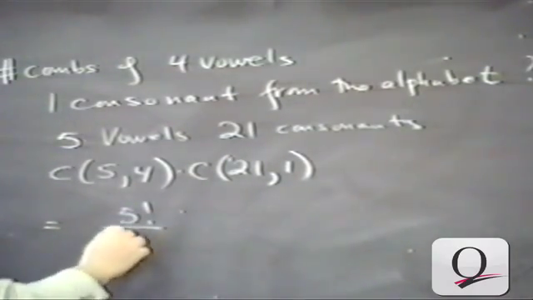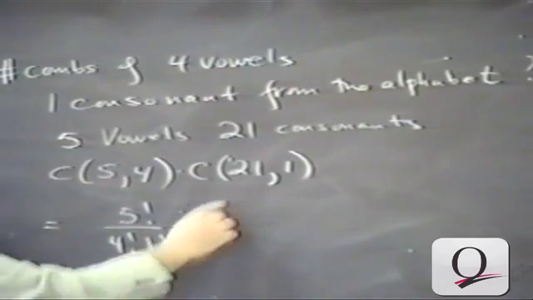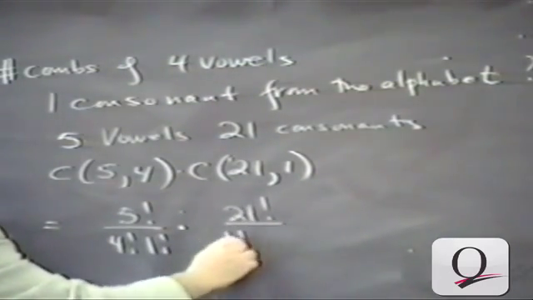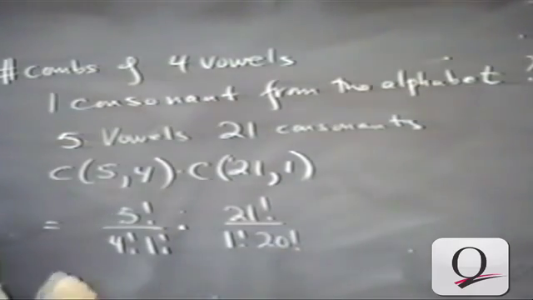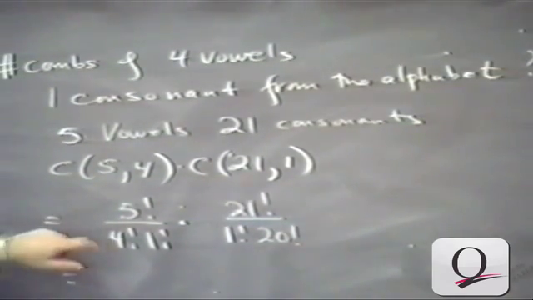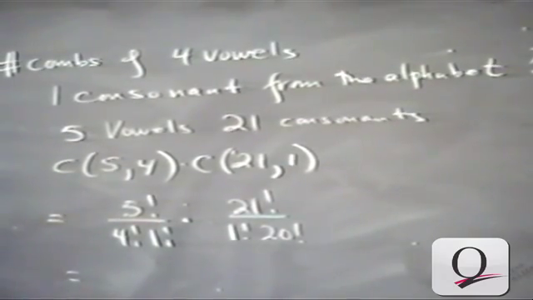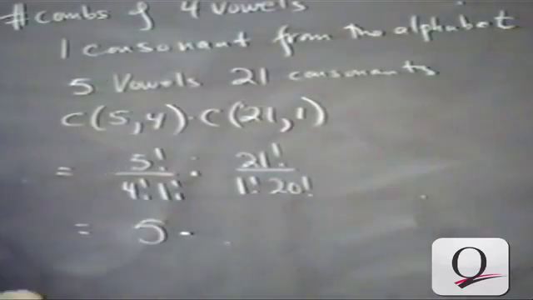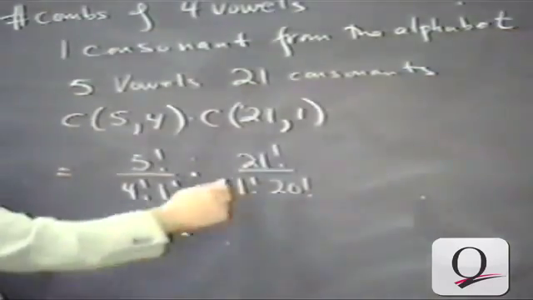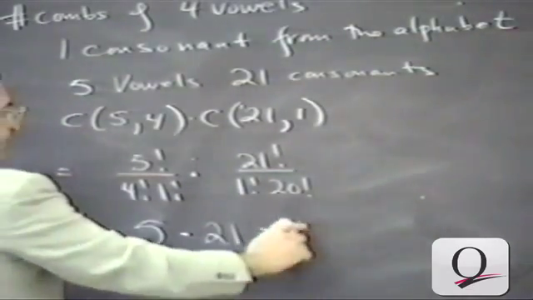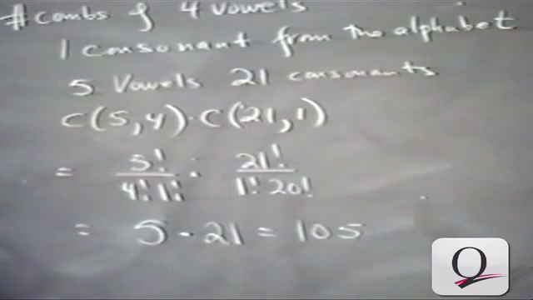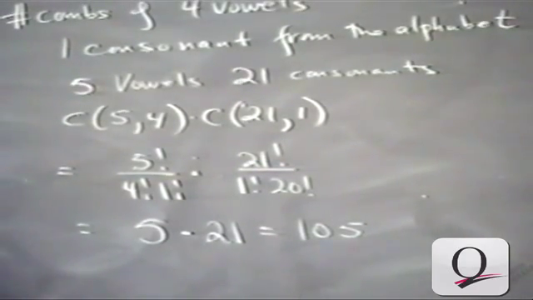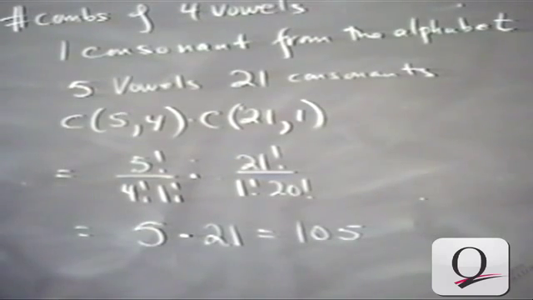C(5, 4) is 5 factorial over 4 factorial, 1 factorial. And this is 21 factorial over 1 factorial, 20 factorial. The 1 factorial I could just ignore because multiplying or dividing by 1 doesn't change anything. The 5 factorial and the 4 factorial, the only thing surviving will be a 5, and the 21 factorial and the 20 factorial, part of this will cancel out, and all I will have is a 21 on top. And the answer is there are 105 ways of picking 4 vowels and 1 consonant.